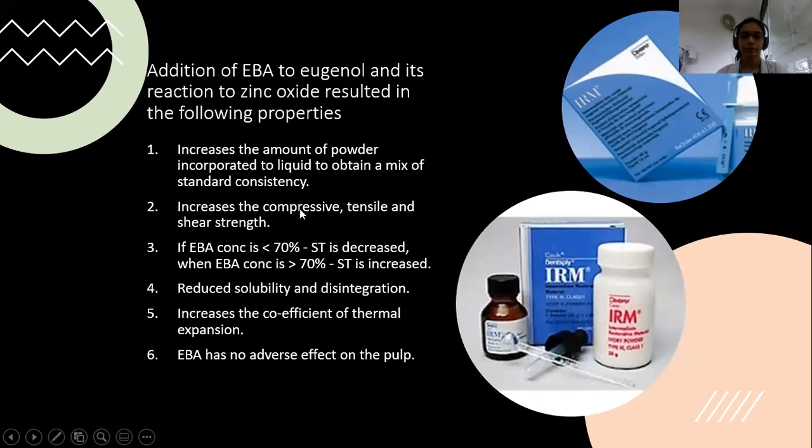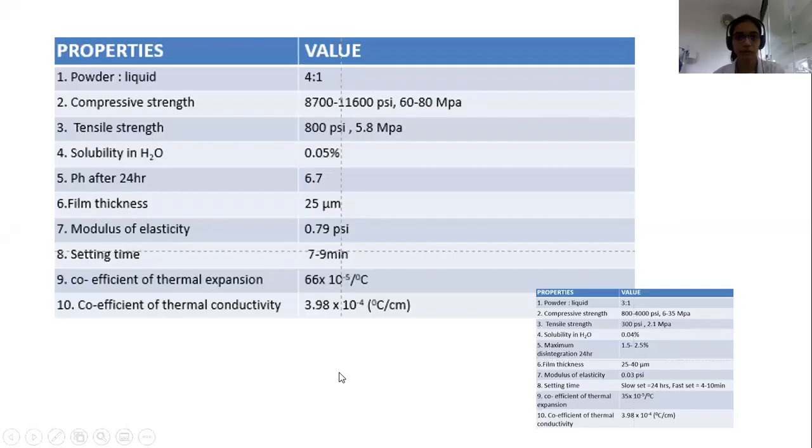It increases the compressive, tensile, and shear strength. When the orthoethoxybenzoic acid concentration is less than 70%, setting time is decreased. When EBA concentration is greater than 70%, then setting time is increased. EBA results in reduced solubility and disintegration. EBA has no adverse effect on the pulp.